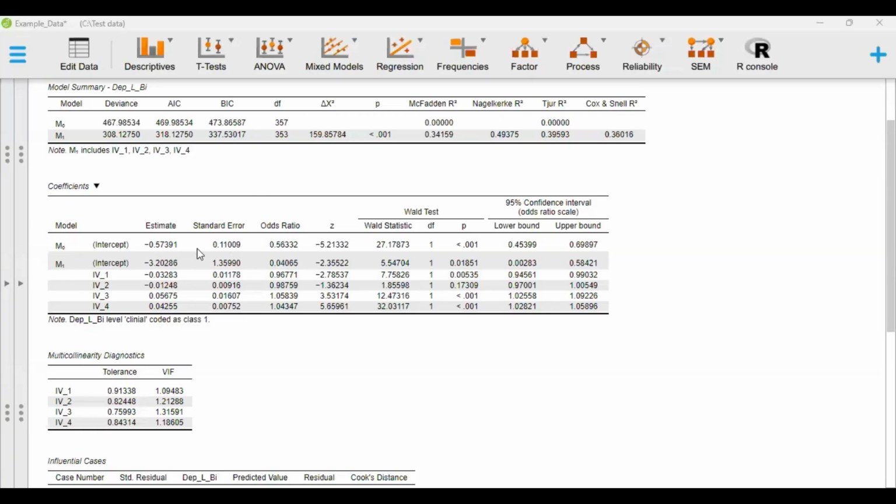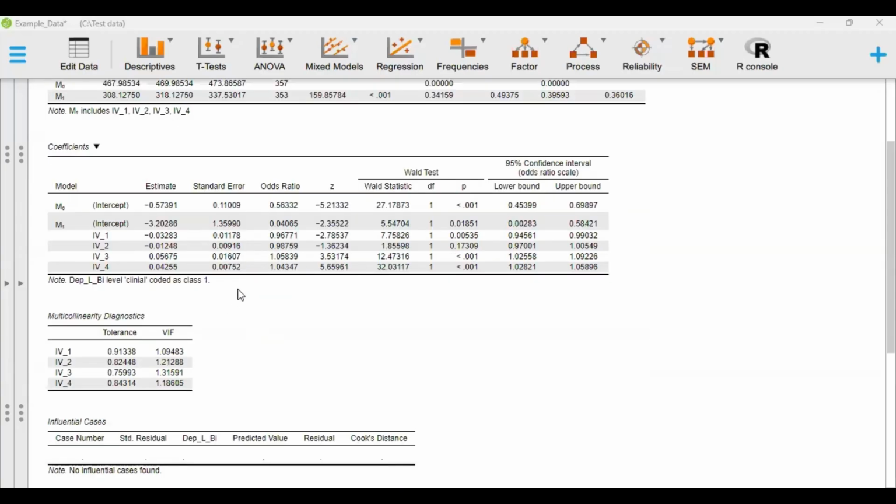Also, in general, it's not a big deal to change it to percentages. You can just interpret it as simply as what I explained earlier, like higher levels of IV4 can significantly increase the odds of clinical depression. So it can be as simple as that.